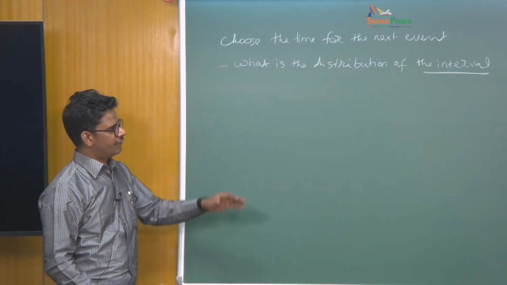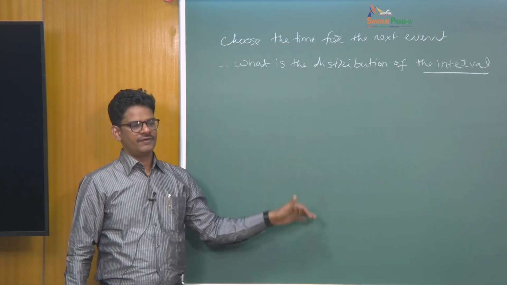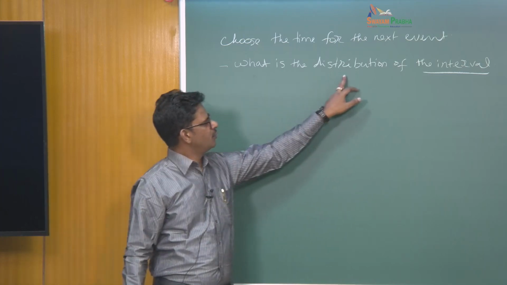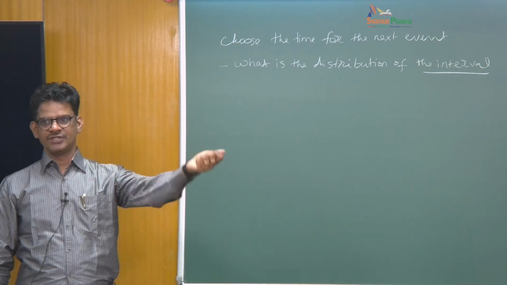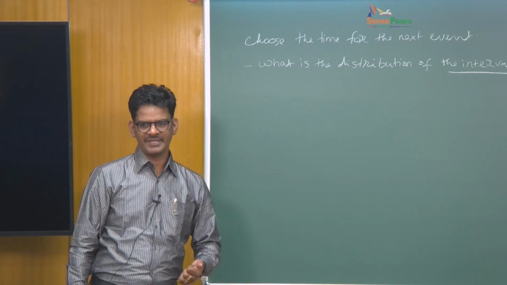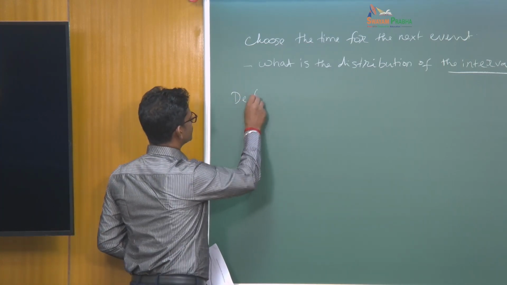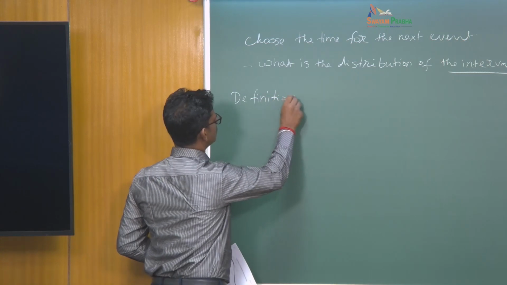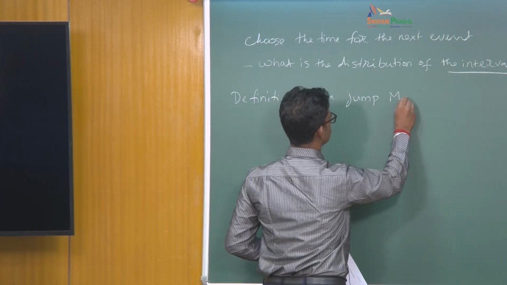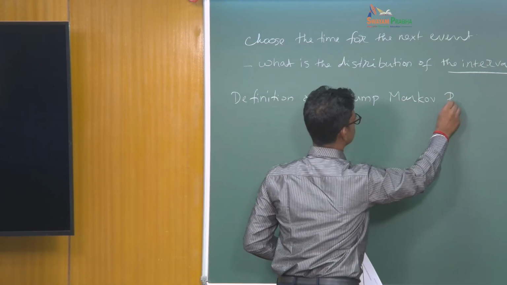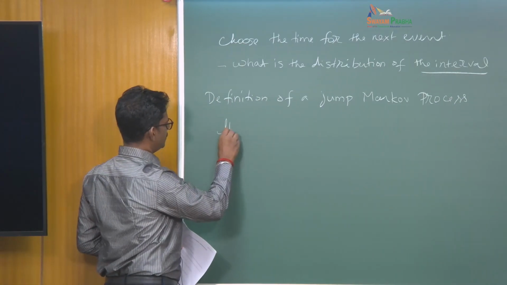So what I will do is go to the very definition of the jump Markov process, how we define the characteristic functions, and from there look for a distribution of the time interval with which I can choose a time, and at the end of the time I can execute an event. And of course I will show some examples also. So the definition of a jump Markov process is based on the fact that there is some time delta t.